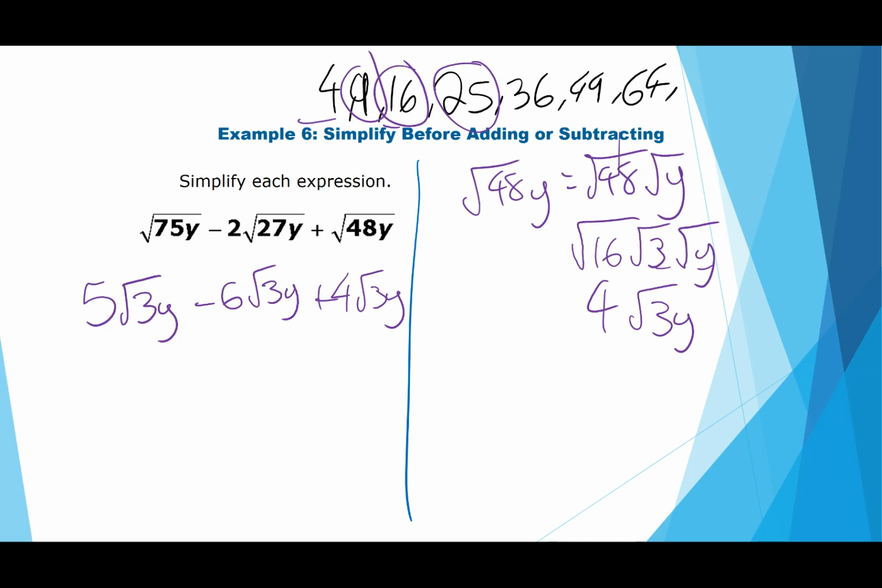Now let's just combine them all together. All 3 of them are like radical terms. All 3 of them have the square root of 3y. So you're just going to combine the 5 minus 6 plus 4. So 5 minus 6 is negative 1. Negative 1 plus 4 would be 3. So I'm pretty sure my answer at the end of this is 3 square root of 3y.